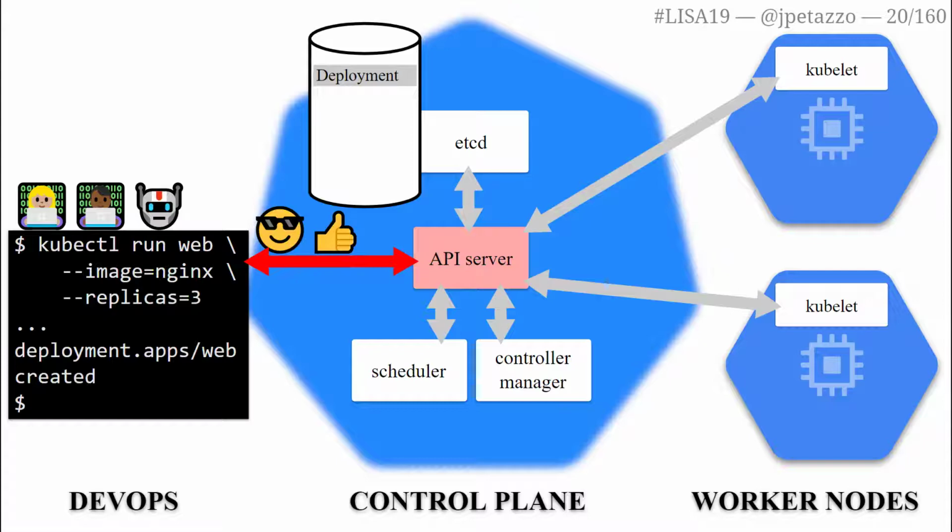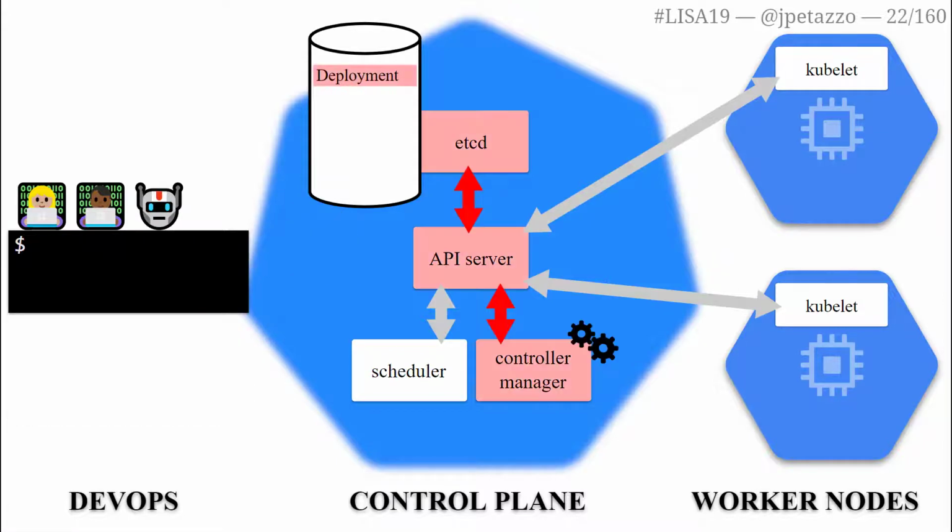Next, the controller manager is looking at the etcd cluster, that is, keeping a watch on the etcd cluster, and it sees that okay, we have a deployment. It communicates with the API server and says, hey API server, create a replica set. The API server tells etcd to add the replica set, and then etcd responds back and adds a replica set.